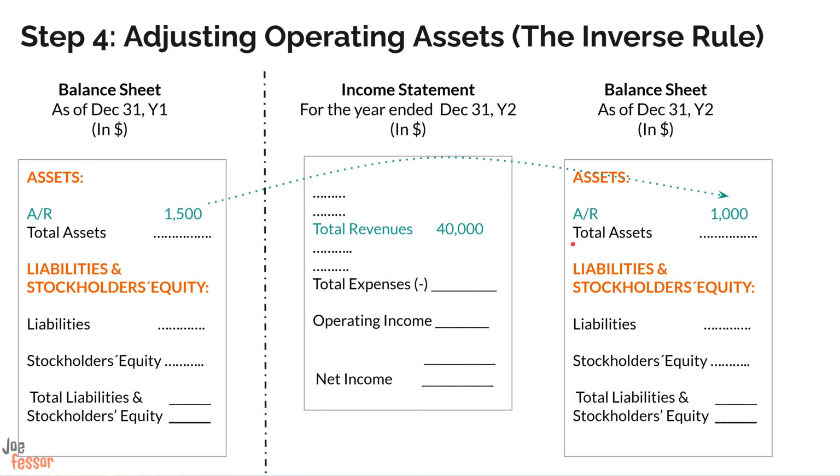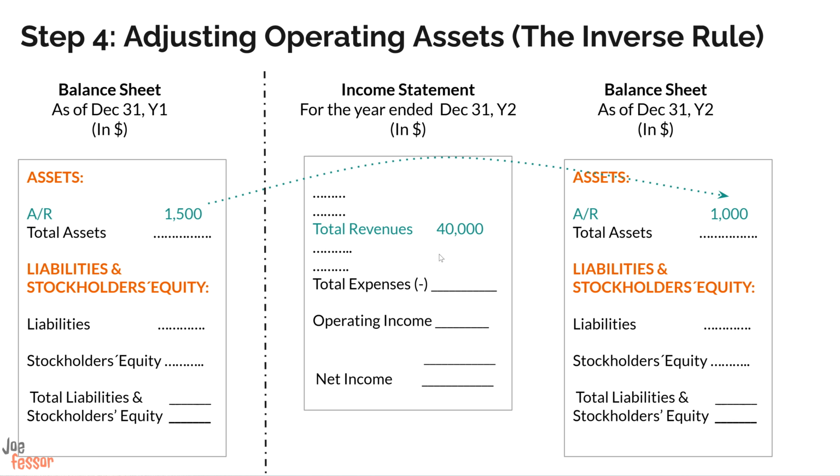A decrease in accounts receivable signals that we collected $500 more cash from customers than the sales revenue we reported on the income statement. Since net income already includes the $40,000 revenue, we only need to account for that $500 difference. Because we collected more cash, that $500 must be an increase in cash flow. Therefore, we add the $500 decrease in accounts receivable to the net income.